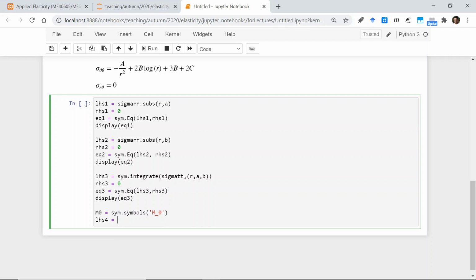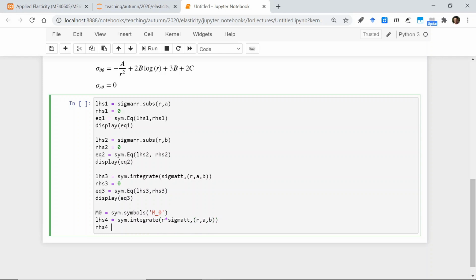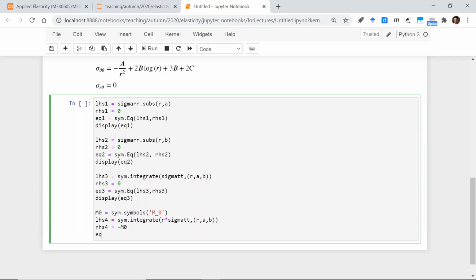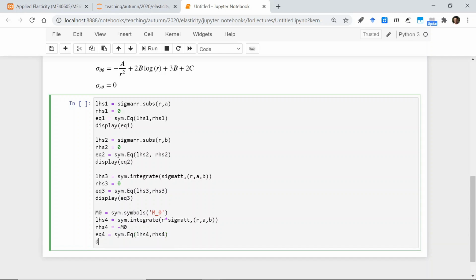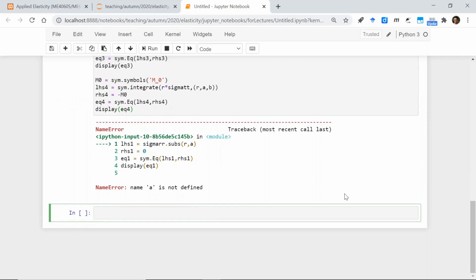So for the LHS, again I have to implement an integration. This time r times sigma tt, and the domain of integration is the same as before, r going from a to b. The RHS this time will not be 0, rather it will be minus m naught. So equation number 4 corresponding to the fourth boundary condition will be set up in this fashion, and again I can display this fourth equation as well. So let me implement this very important input cell, and let's see.